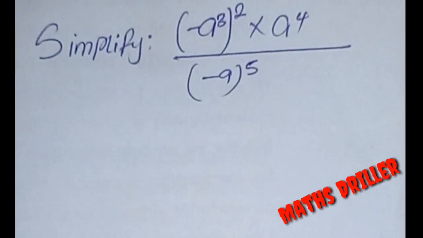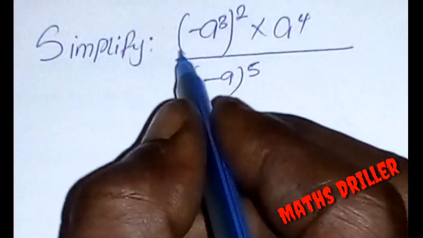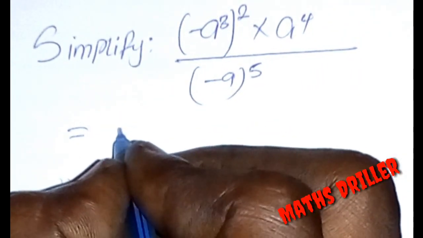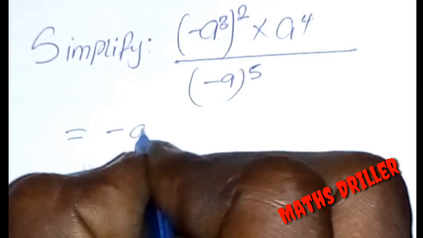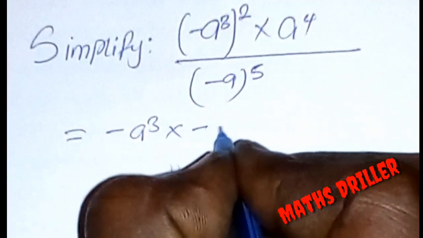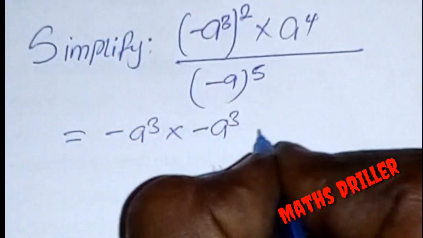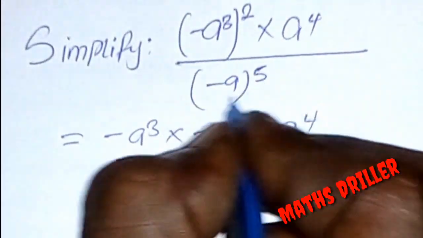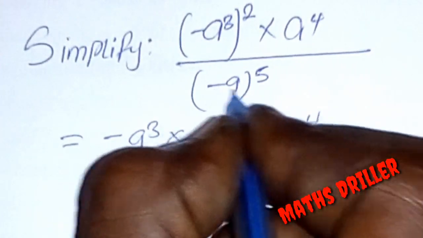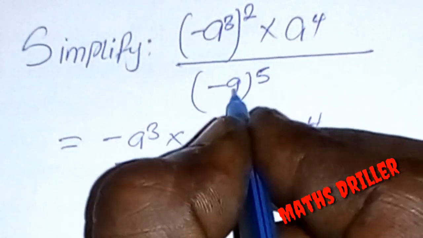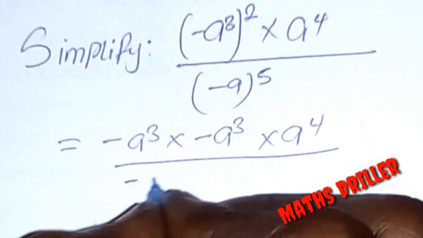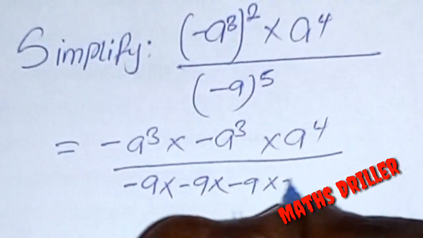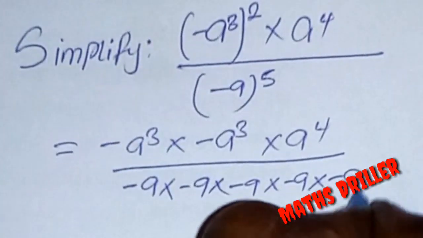So now to simplify this, we simply expand the first bracket. Then this can be written as minus a power of 3 times minus a power of 3 times a power of 4 all over. Also, to expand this, we write minus a to the power of 2. We multiply minus a 5 times. We have minus a times minus a times minus a times minus a times minus a.